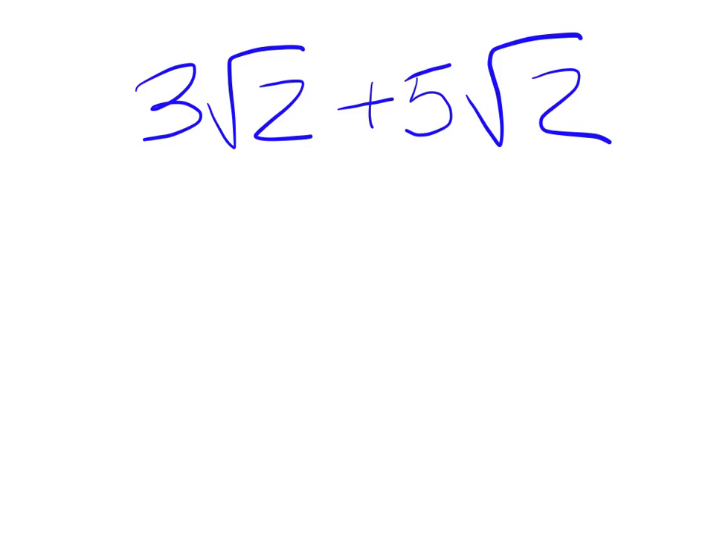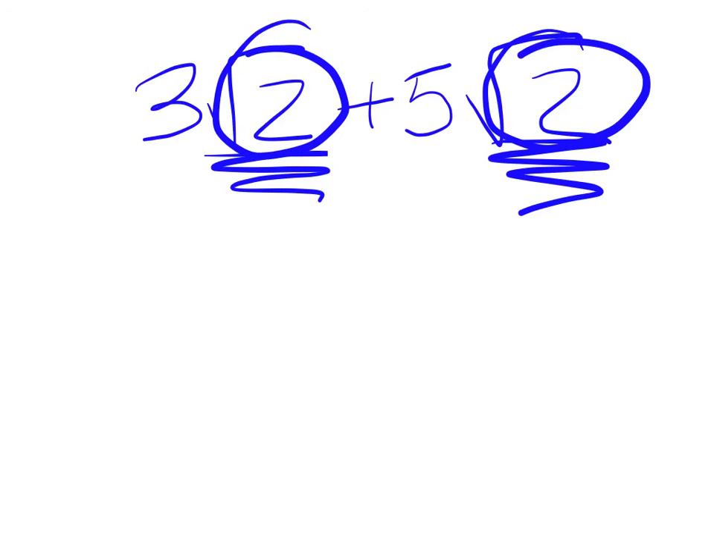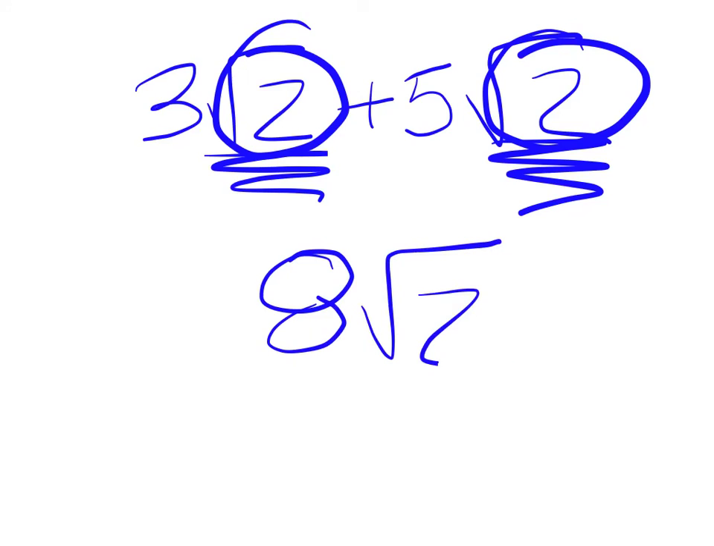If I had 3 square root of 2 plus 5 square root of 2, if you had left an answer like that, I would have given you credit for the first time through, but from now on, treat this like a variable. If you have 3 of these and 5 of these, you have 8 altogether. So if they're of the same square root, you can add and subtract them when necessary.